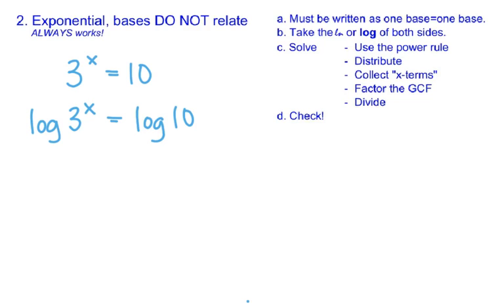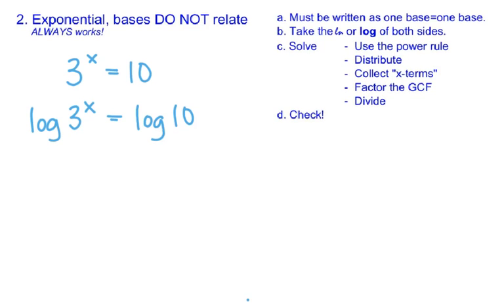Now, the common log of 10, what's nice about that is that simplifies to 1. So I have log base 10 of 3 to the x equals 1. So I might have left that as log of 10. If it had a different number, it would probably still have a logarithm in there. So we've taken the log of both sides.